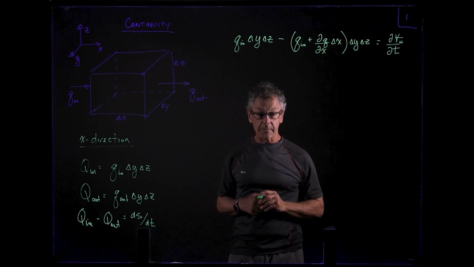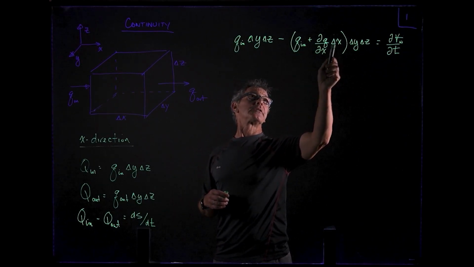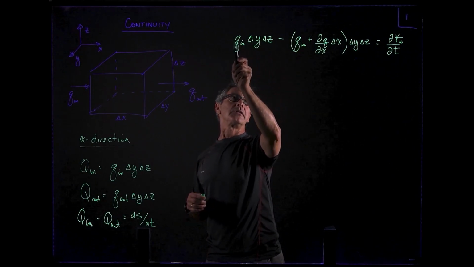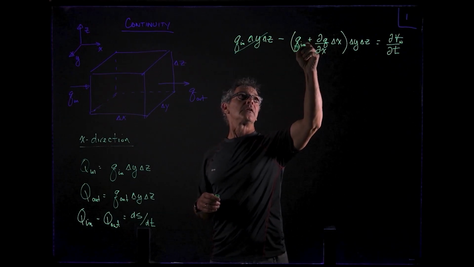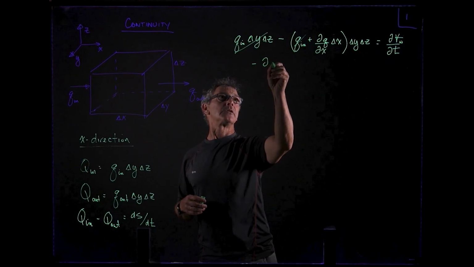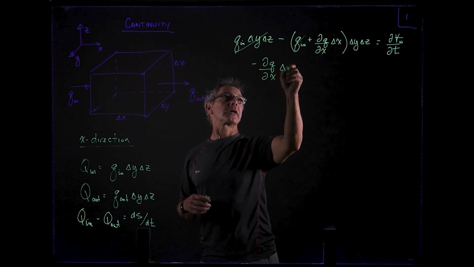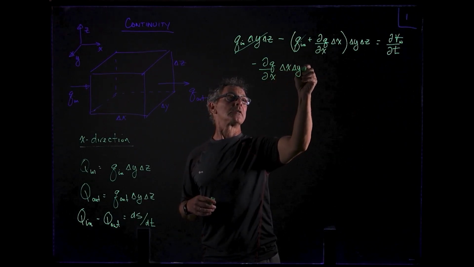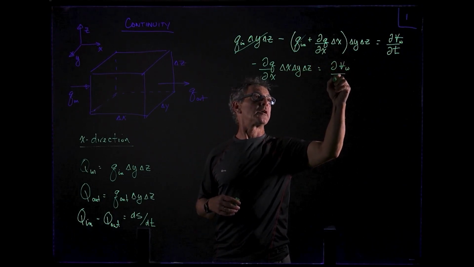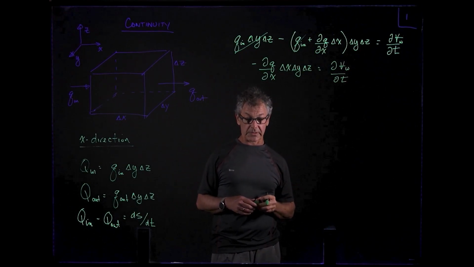So notice if I multiply this through, I'm going to multiply delta y, delta z times this q in. This is delta y, delta z, q in, and so these all drop out, they cancel each other out, and you end up with the change in discharge with respect to x times delta x times delta y times delta z is equal to the change in water volume with respect to time. So that's always cool when we can make this simpler somehow.